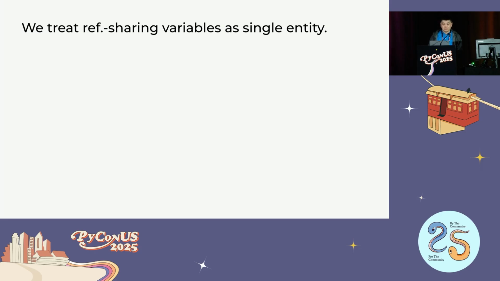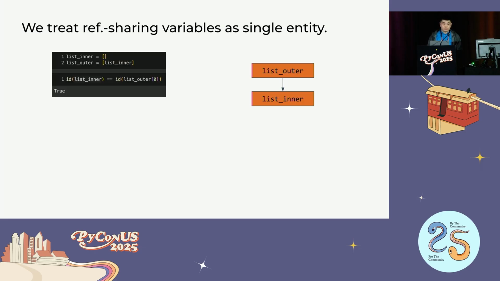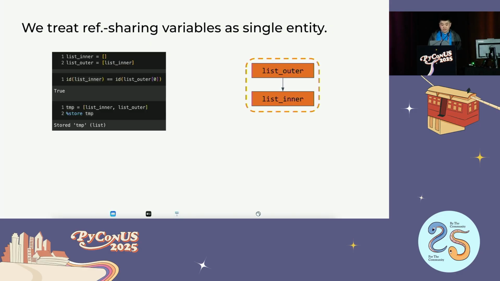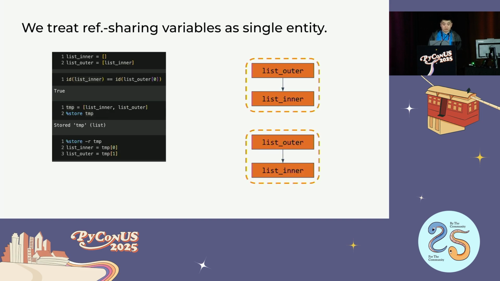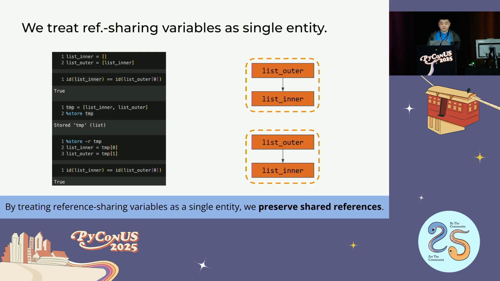We can basically just treat reference sharing variables as a single entity. What I mean by that is, given this example here, instead of separately storing or pickling the two variables, we put them into one unified wrapper and store the wrapper instead. For restoration, we load that wrapper and unpack the variables. By doing that, we have preserved both the value and the structure of list inner and list outer. So by treating reference sharing variables as a single entity, we preserved the shared references.